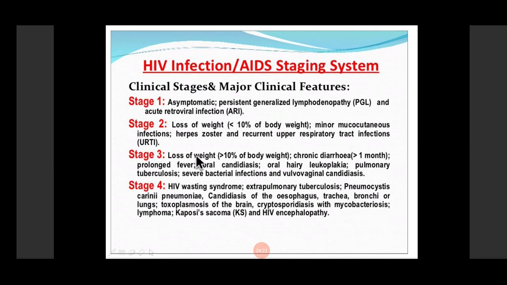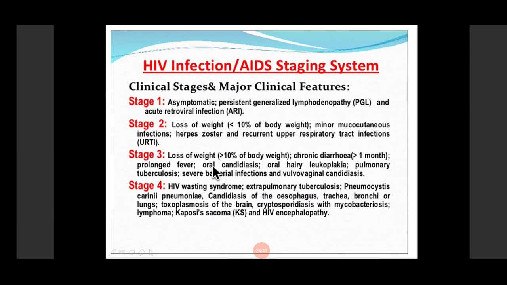This is one of the very common symptoms: loss of weight and chronic diarrhea. Prolonged fever or pyrexia of unknown origin, again more than 1 month or for a prolonged duration. Okay, so loss of weight, chronic diarrhea, prolonged fever, and the patient can have oral candidiasis.